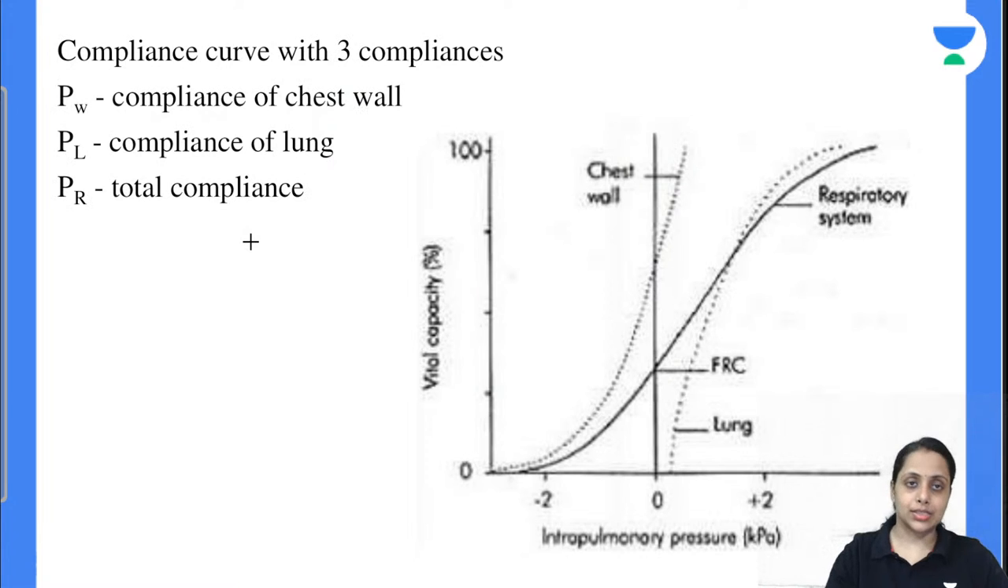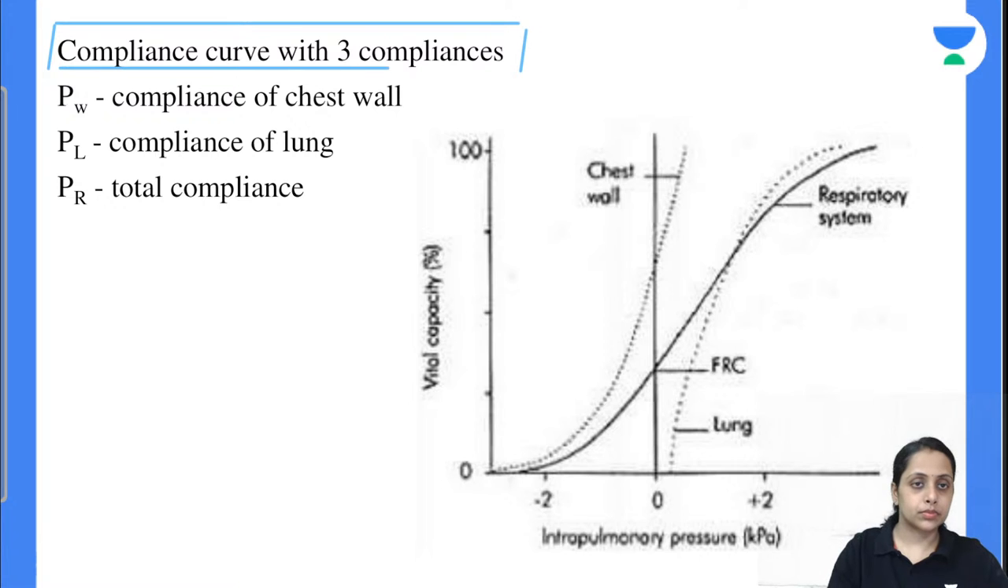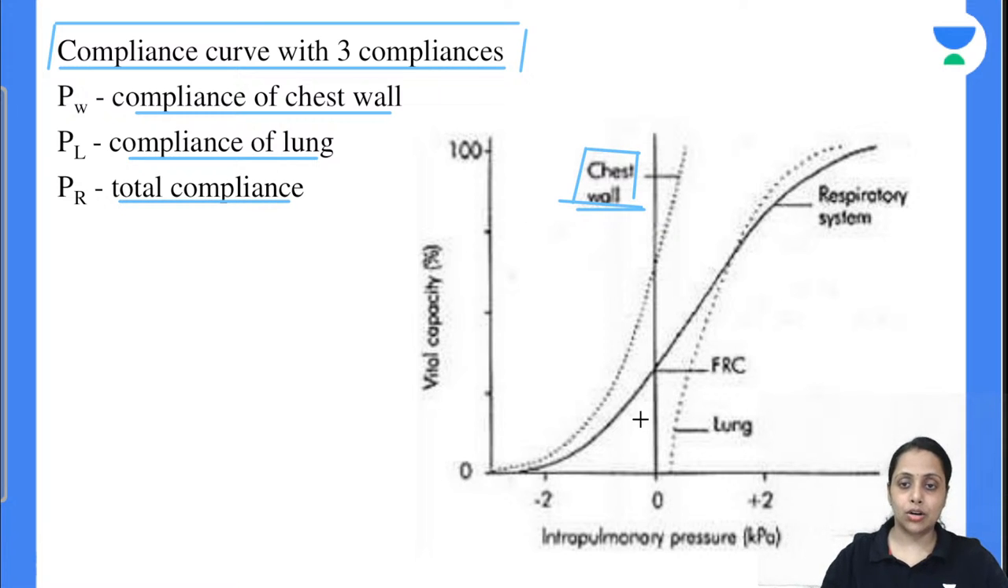Moving forward, this is the compliance curve with free compliance: compliance of chest wall, compliance of lung, and total compliance. This is the curve for compliance of chest wall, this is the curve for compliance of lung, and this is the compliance for the whole respiratory system. In this we are seeing this is the point where the compliance of chest wall and lung is balanced out, and this point corresponds to our FRC.